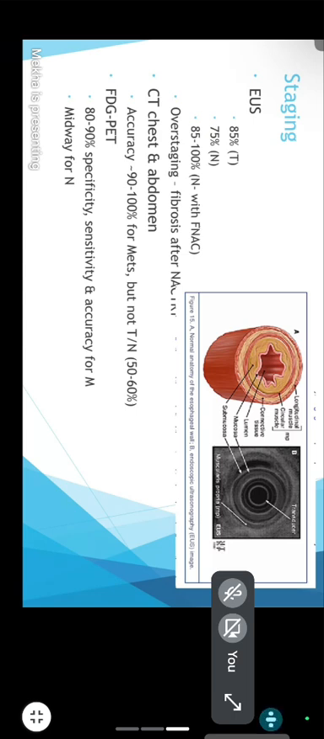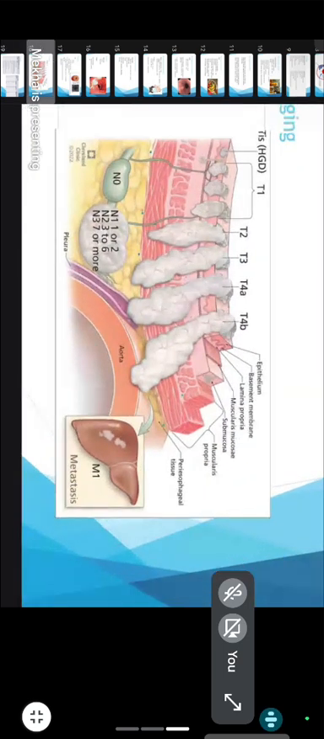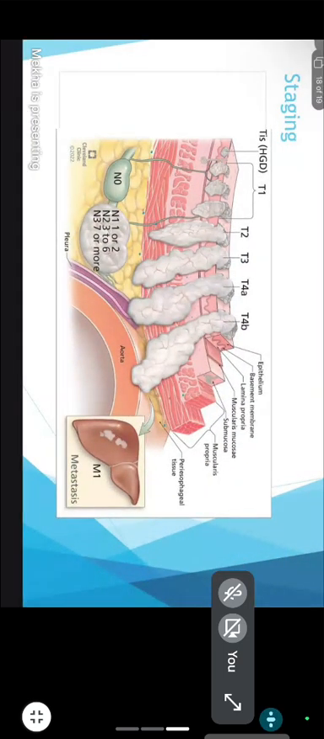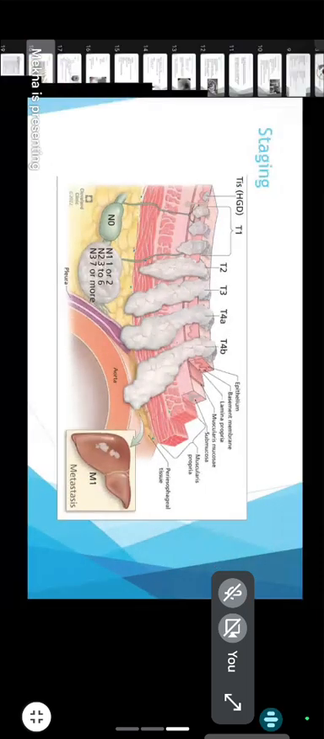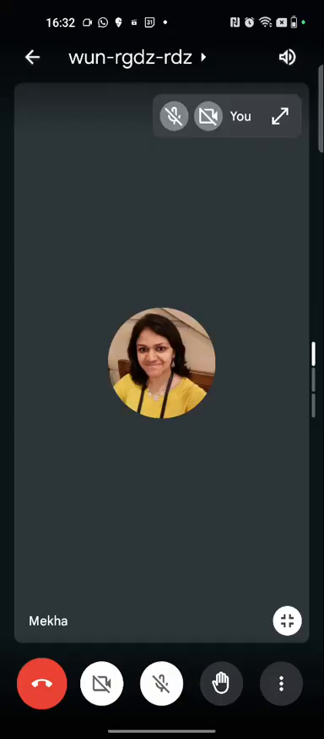Here is just a photo for you to see the T1A, T1B and all that, up to T4. I think I'm done here, as far as I've prepared. They are going a little bit towards that; even they can differentiate between those early lesions.